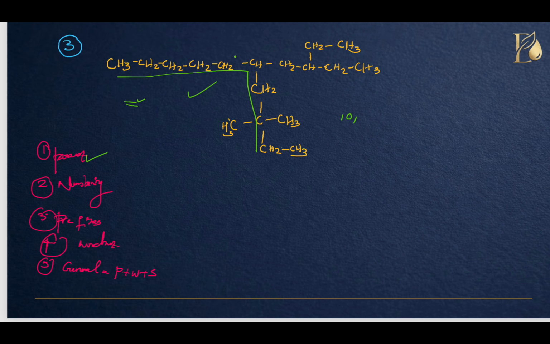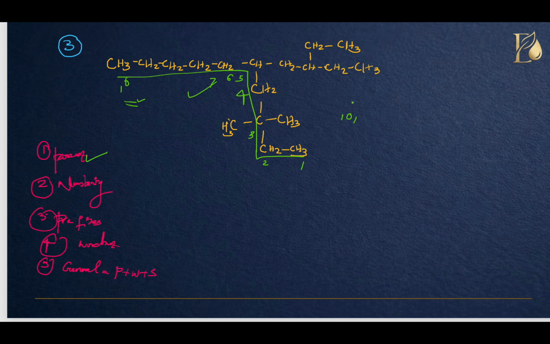Okay. Now the first step is finished. Next step is numbering. We can start from here also, but if you start this way, you will get the lowest number to the substituents. So we have to start from this side. So 1, 2, 3, 4, 5, 6, 7, 8, 9, 10. There are 10 carbon atoms.